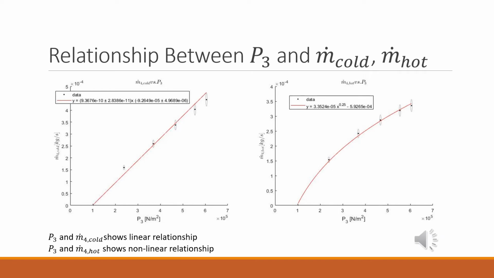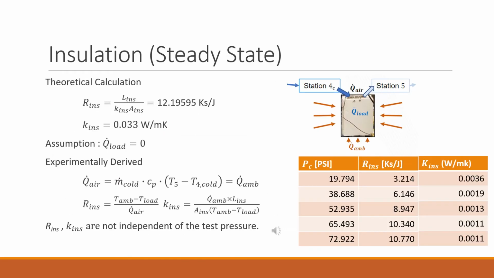As the air pressure at stage 3 increases, the cold air's mass flow increases. Since they show a linear relationship, we apply the linear regression using York fit. As the air pressure at stage 3 increases, the hot air's mass flow increases. However, since they do not show a linear relationship, the relationship between them can be expressed as a nonlinear exponential function. Final area to further analyze is the energy balance at the load.